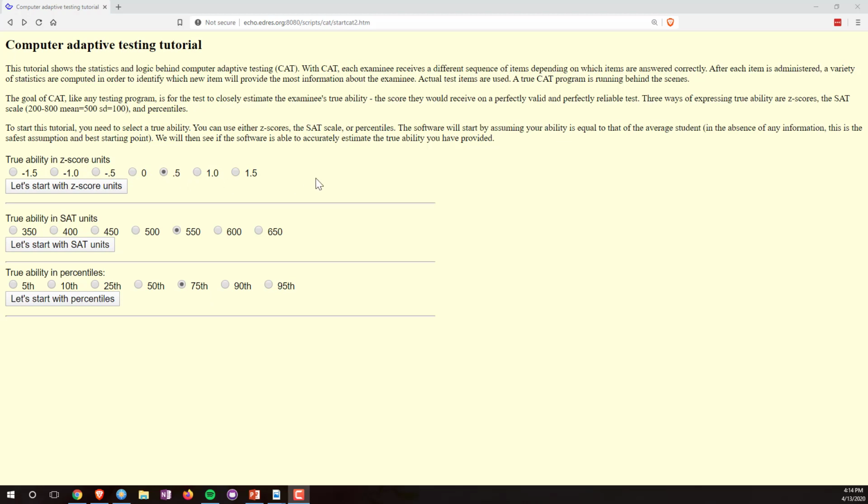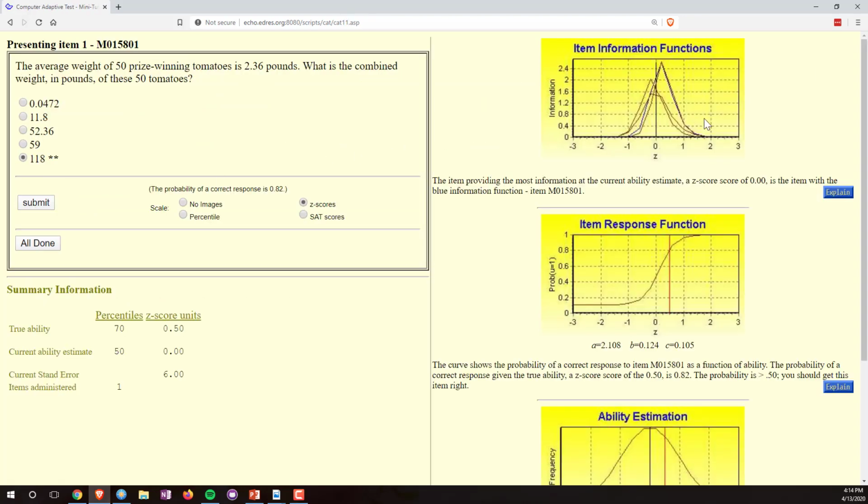So the idea is we pick an ability, and as we go through the CAT, we're going to respond to it, and we'll see how that CAT hones in on this ability estimate as it goes through different items. So that's the plan here. I'm going to keep it at the default of 0.5 theta. It says z-score, we're going to just call this theta, make it easy. And I'm going to click get started. And let's take a look at what it does then.